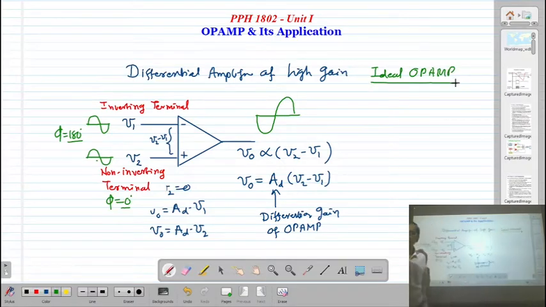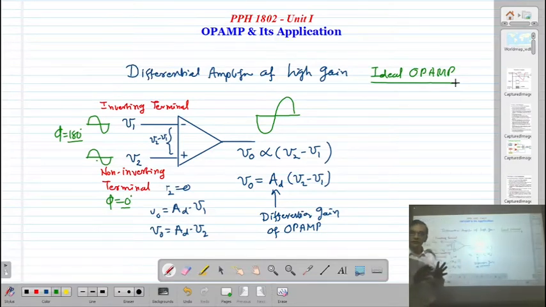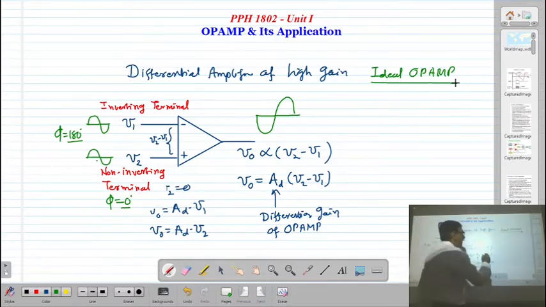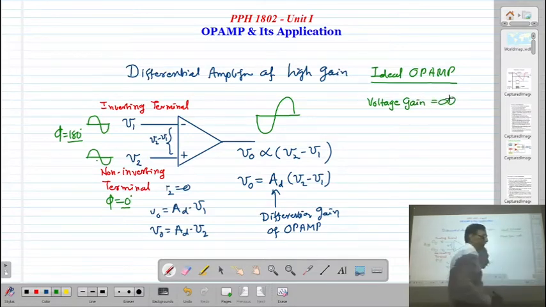Or the characteristics of the ideal op-amp. For any kind of amplifier, we have to see four important parameters: what is the voltage gain, what is the input resistance, output resistance, and what is the bandwidth of the amplifier. So in an ideal op-amp, the voltage gain is infinite.